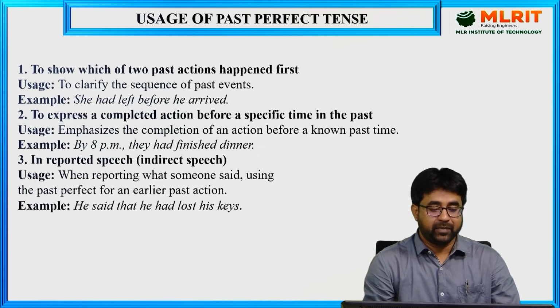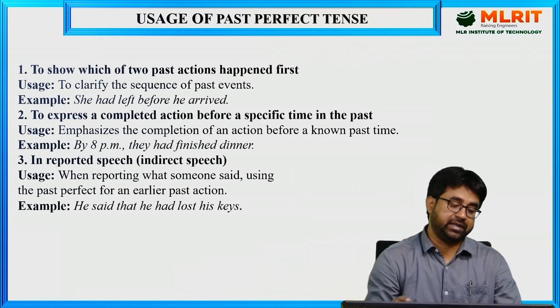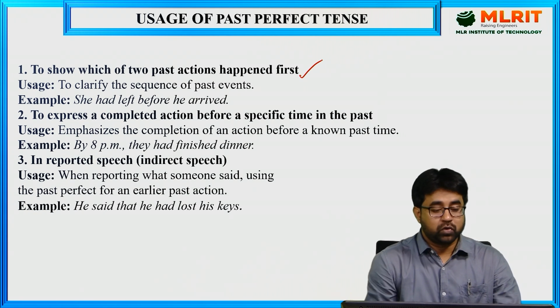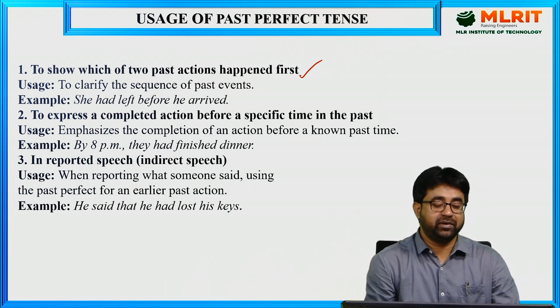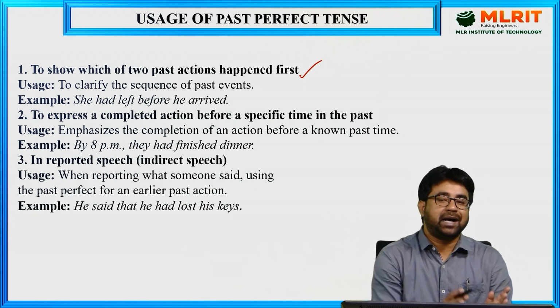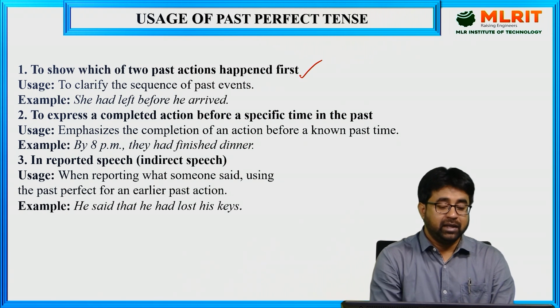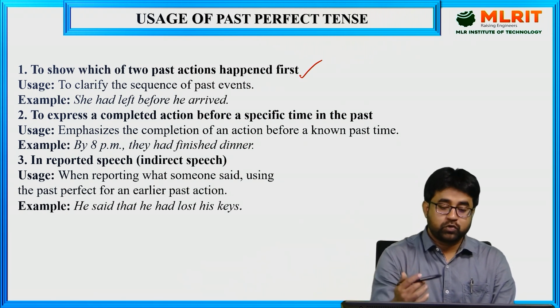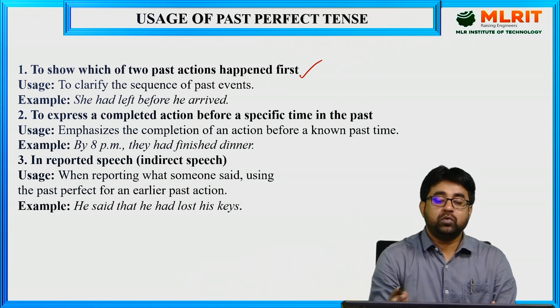Now let's see the usage of past perfect tense. Where are the instances where we use past perfect tense? So first thing, to show which of the past actions happened first. So if we are talking about two past actions or two past events, in order to show which of the two actions happened first.